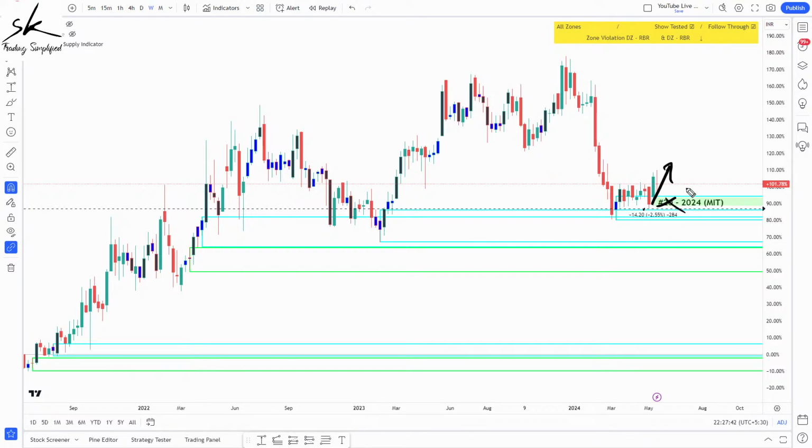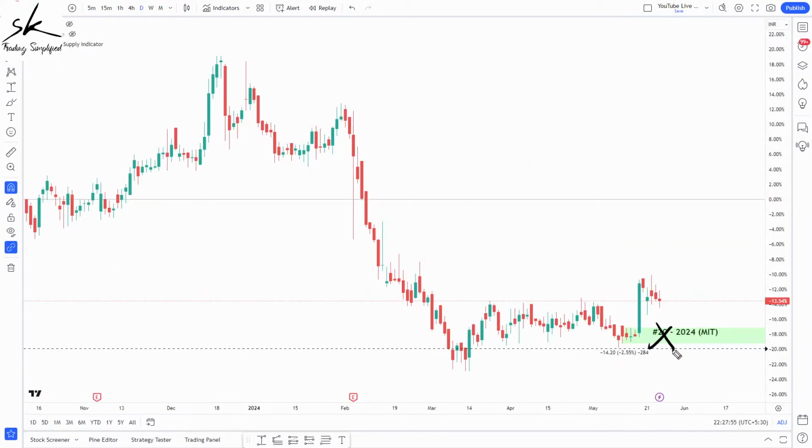And going with the conservative rule, we need to have an impulsive move, which is one of the conditions, and we don't even have an impulsive move here. So irrespective of whether you are applying the conservative rule or the aggressive rule, this will not qualify.